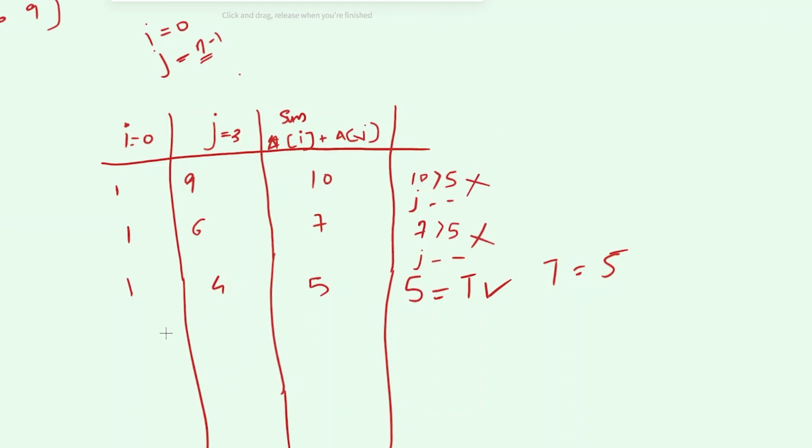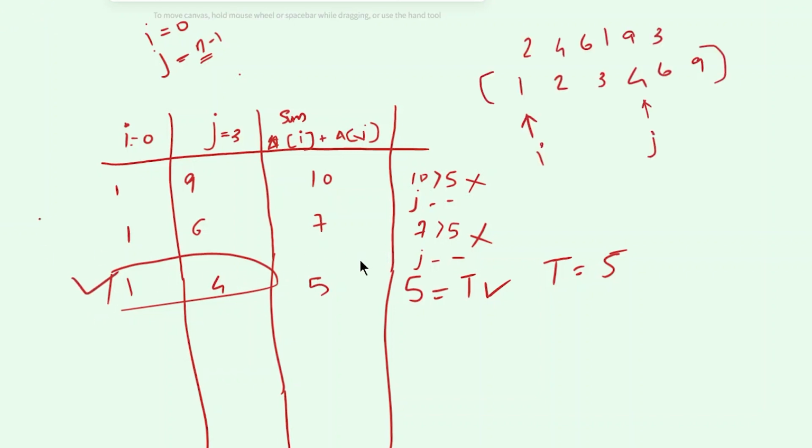Then we should store this pair, 1 and 4. Since the target is t, we want to store these two values. After getting a sum equal to the target value, we increase the i pointer and decrease the j pointer. The j pointer will be in the third position. So i equals 2 and j equals 3.